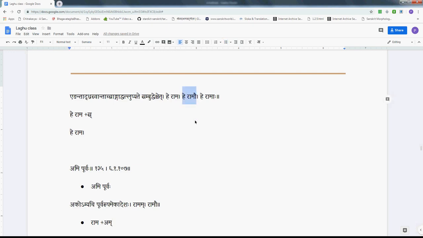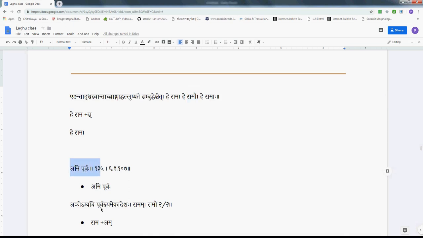So Dvitiya Dvivachana is also considered derived. And he says, after this Ami Purva, you will get the Ramam form. And then Ramo, what is this actually? This is Dvitiya Dvivachana. This is Prathama Sambhodana Ekvachana. Earlier he has derived Prathama Ekvachana, so this is also considered derived with the earlier sutra. And he has already covered how Takara will be it, therefore he does not cover it again.